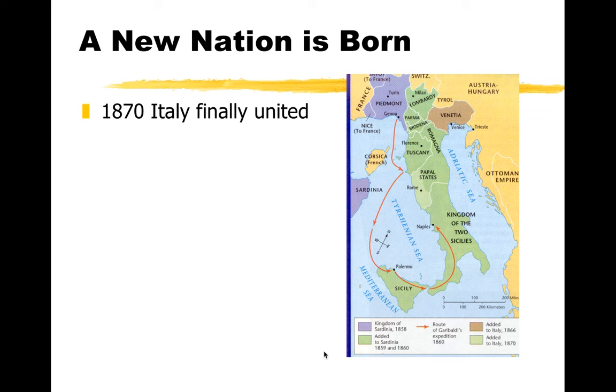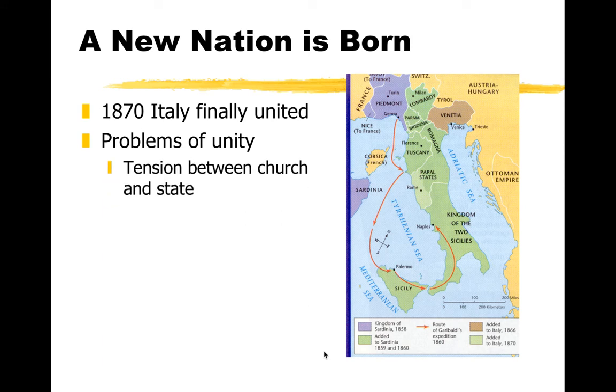Okay, so what we know as Italy today. They did run into some problems, and that is number one, a lot of tension between church and state. The church, right, the Catholic Church, has been the dominant power in that region for a long, long time. And so they ran into some problems with church and state, right, this creation of this new Italian state at this time.